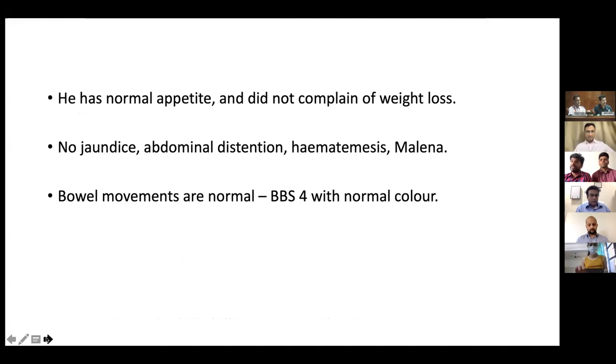His appetite was fairly normal, and he did not have any history of weight loss. He did not have any jaundice, abdominal distension, hematemesis, melena. There was no history of any trauma or recent drug use. His bowel movements are normal with normal stool consistency and color.